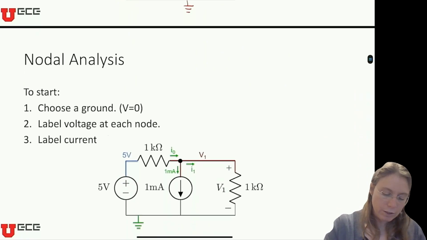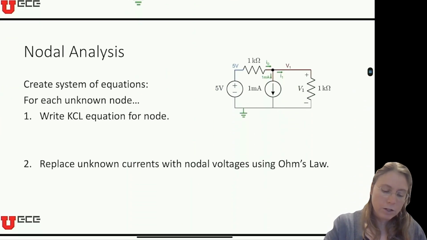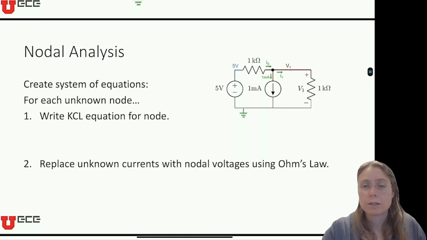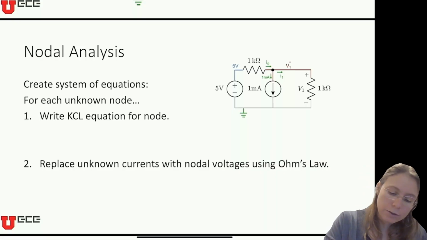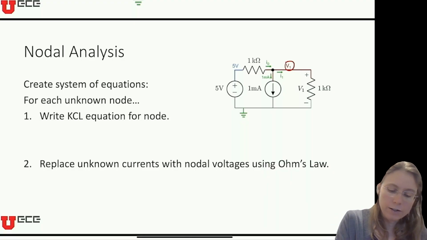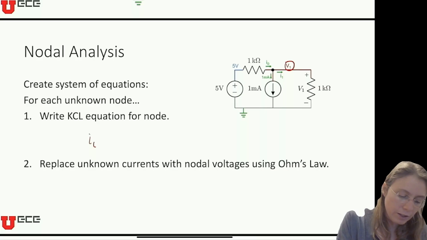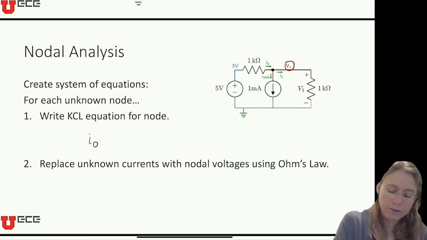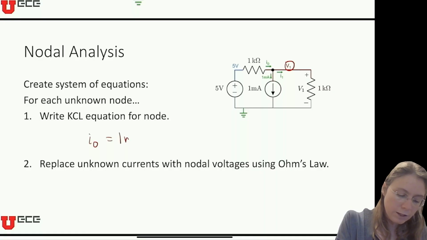Okay. So then the next step will be using those current labels at the unknown node, we will apply KCL. So in that case, our unknown node is V1 up here. And so we can write an equation relating I0, I1, and the 1 milliamp source. So in this case, we have I0 going into the intersection, and coming out is 1 milliamp and I1.